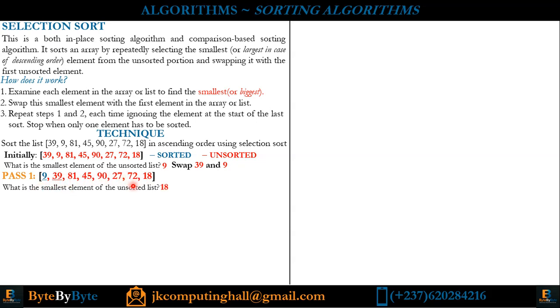Perfect, 18. So I'm going to swap 18 with 39, as you can see, because this is the second pass. So I will swap this and this. So I will swap 39 and 18. So after pass 2, this is what I have. As you can see, I have swapped them.